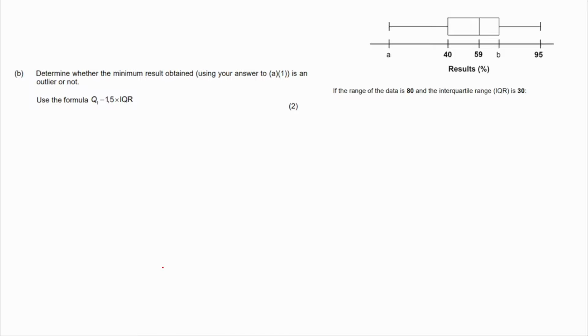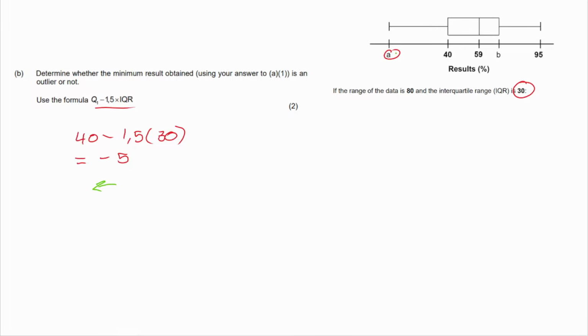Determine whether the minimum result obtained, that's what we've calculated, this A, is an outlier or not, and then use this formula. So what we're going to do is say Q1, which is 40, minus 1.5 times IQR, the interquartile range, 30. And we're going to see what we get here. So if we do 40 minus 1.5 times 30, we get negative 5. That means that if we get anything less than negative 5, then we'll have an outlier.